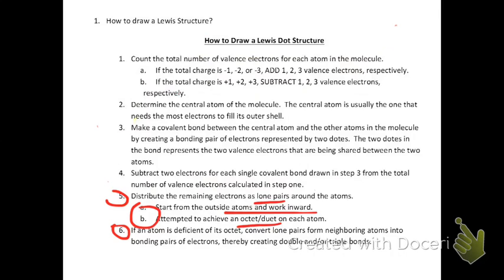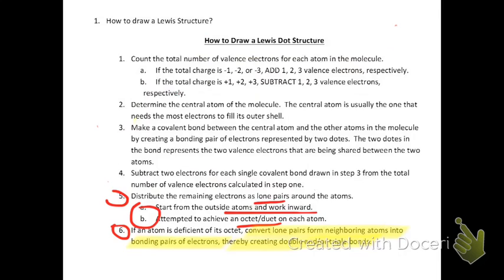Now, step 6 says that if the central atom is deficient in electrons, so it doesn't have 8 electrons, then you're going to convert, and this is really important, you convert lone pairs from a neighboring atom into bonding pairs, and then you're going to create what are known as double and triple bonds. And I'm going to give you plenty of examples of this. So I just kind of went through these rules a little bit, but we're going to go through them and show you real examples here.